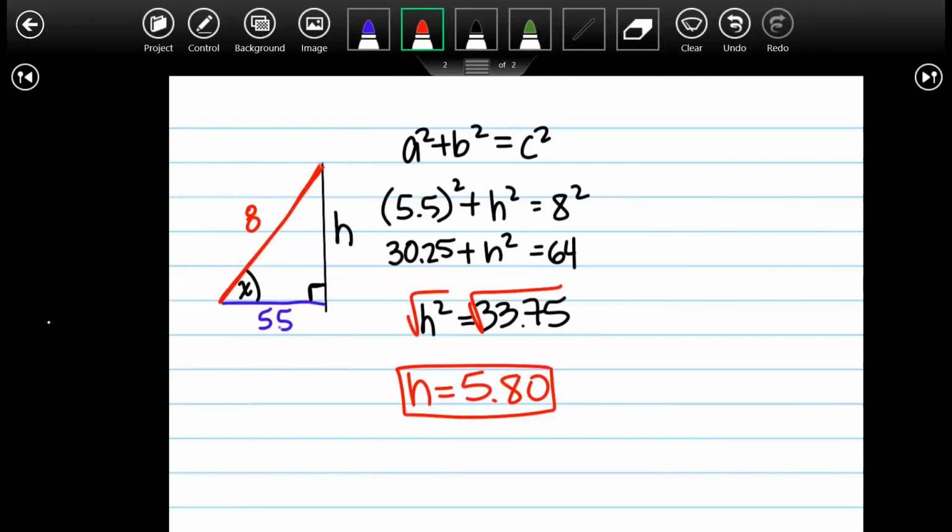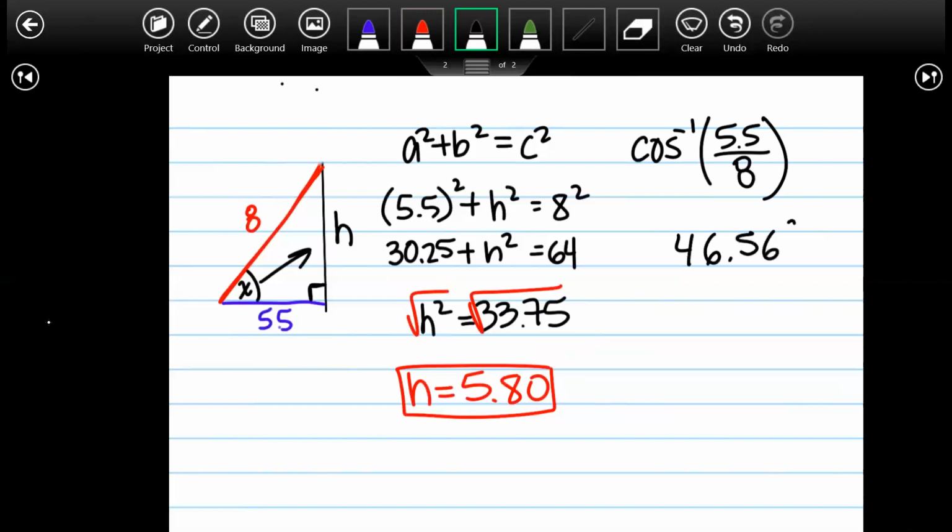For this case as well, we're going to be able to find X. So cosine of my angle is going to be 5.5, which is adjacent, over hypotenuse, which is 8. So that's going to be 46.56 degrees. Again, this is going to be my adjacent to that angle. This will be my hypotenuse. The h on this one is just the height, so we don't have any information.